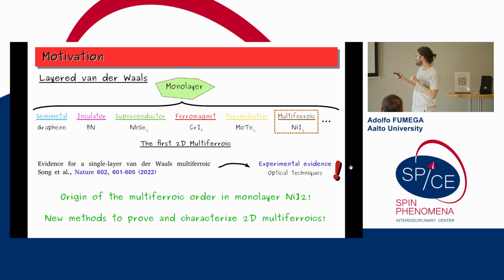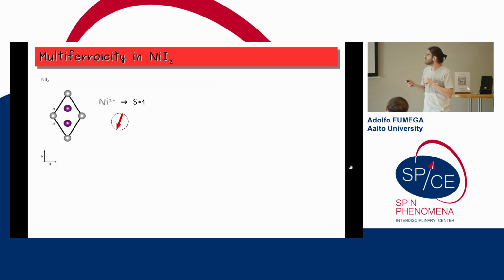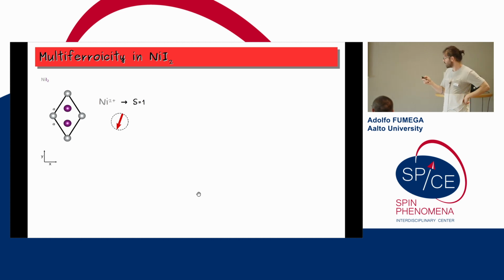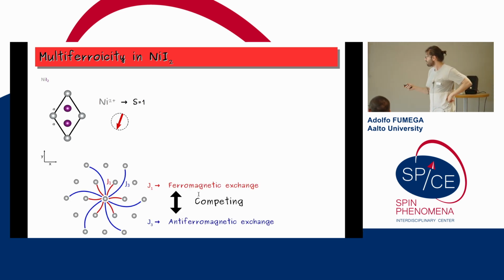OK? So let's start. This is nickel iron 2, nickel in gray. This is the structural unit cell. This is a top view of it. So the thing is that nickel is in a 2+ state, so it's a spin 1 state. So we have a magnetic atom. It's an insulator, so we can describe it using a spin Heisenberg model. And in particular, the important terms here for this compound are the first neighbor magnetic exchange and the third neighbor magnetic exchange that I highlight here with different colors.